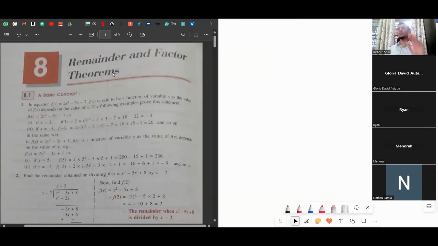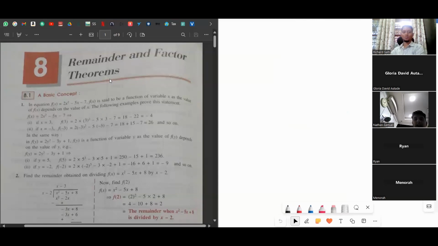So here in this chapter, you're learning about two theorems, remainder theorem and factor theorem. They're the same thing. They're just said differently, but both are exactly the same thing. Okay. So we'll see what it is.